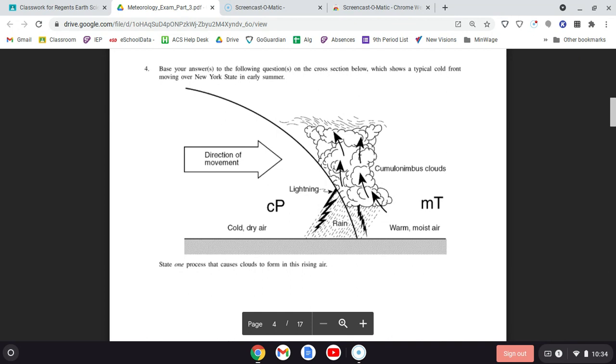Number 4, we're looking at this. This shows a typical cold front moving over New York State in early summer. State one process that causes clouds to form. What is one process that causes clouds to form? And it says it's a cold front.